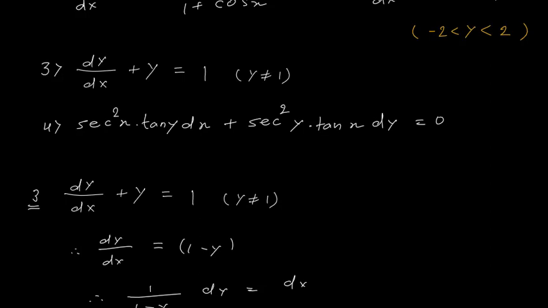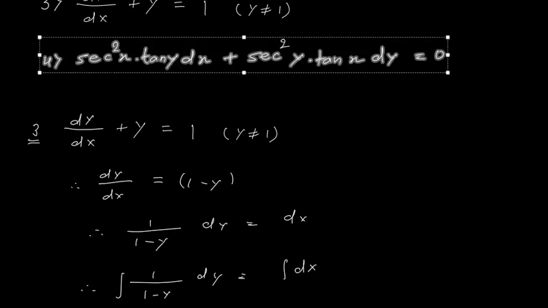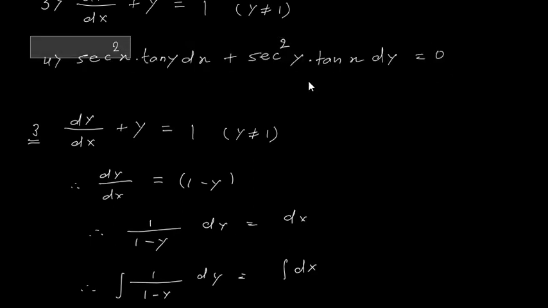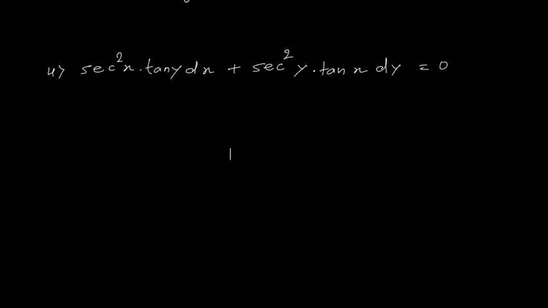Now fourth question is, let us take this fourth question. So here first I will write separately dx and dy. Let us write dy on this side. So it is sec square y into tan x into dy is equals to minus of sec square x into tan y into dx.